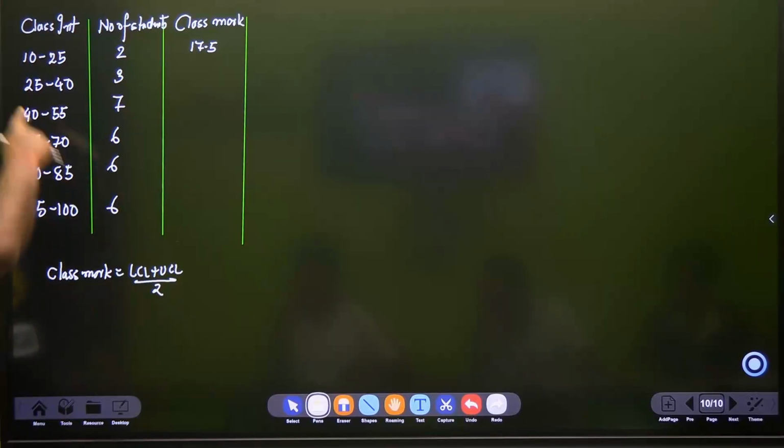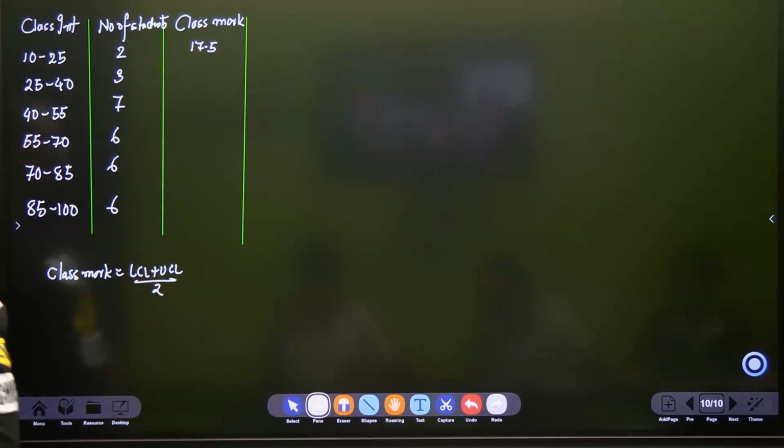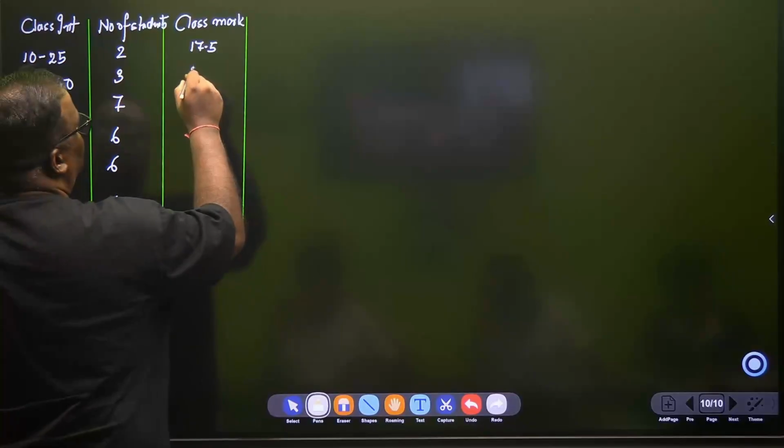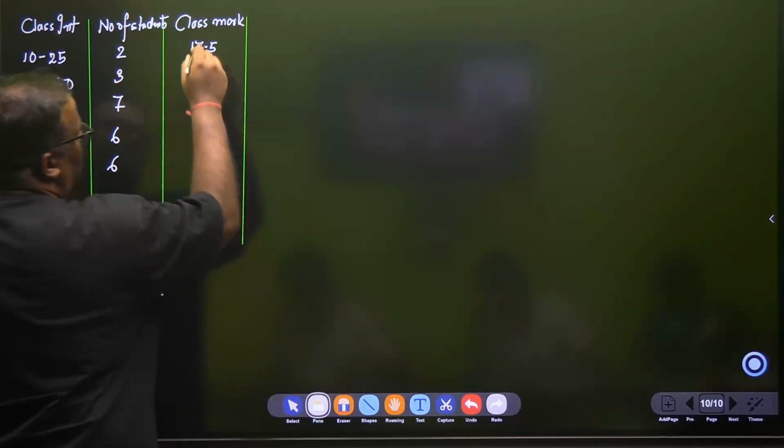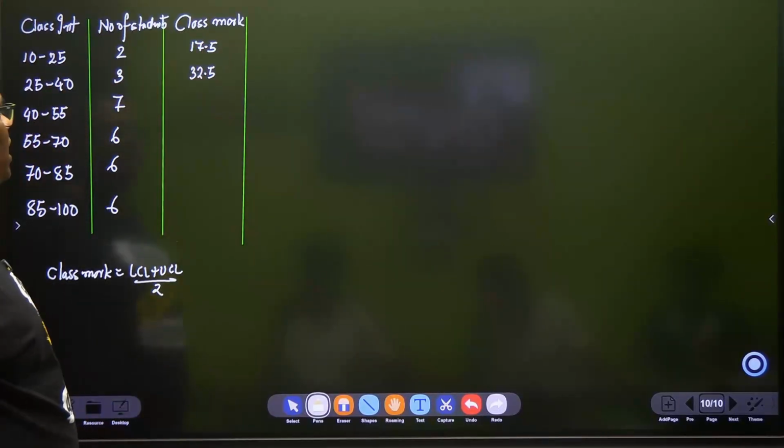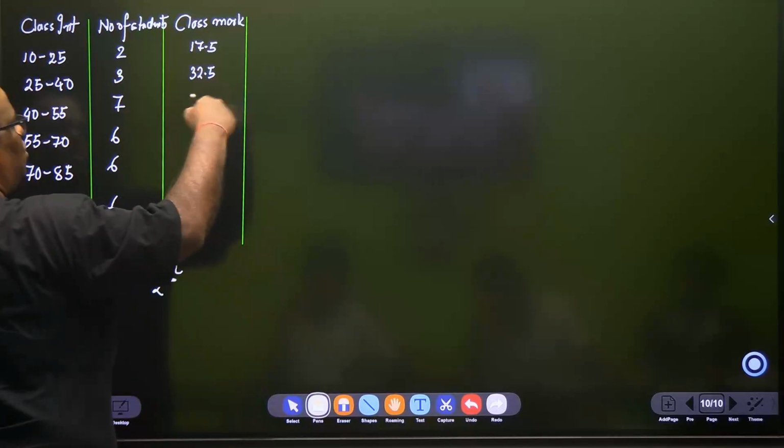So 25 plus 40 is how much? 65. 65 divided by 2. 60 divided by 2 is 30, so it will be 32.5. So this gap is exactly 15. So add 15 with 32.5, that is 47.5.